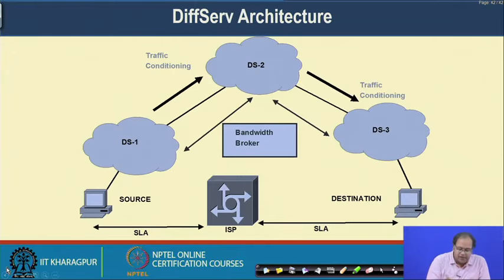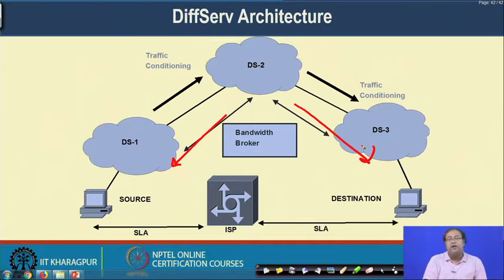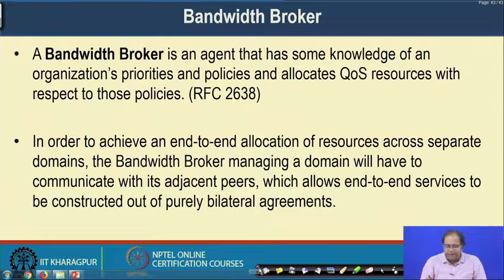So, here in the earlier picture, this bandwidth broker running at DS2 needs to communicate with the bandwidth broker at DS1 and the bandwidth broker at DS3 to determine what level of quality of service can be given to a particular flow. They have to communicate with their adjacent peers, which allows end-to-end services to be constructed out of purely bilateral agreements. So, remember that it is a kind of pure bilateral agreement.